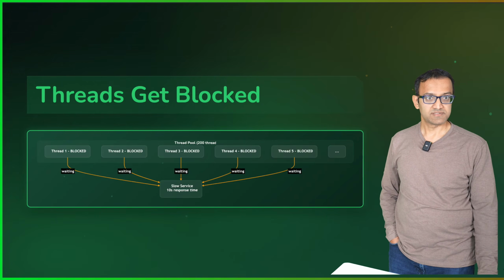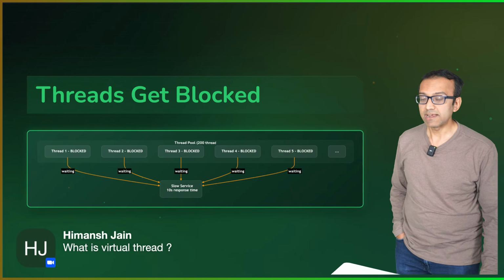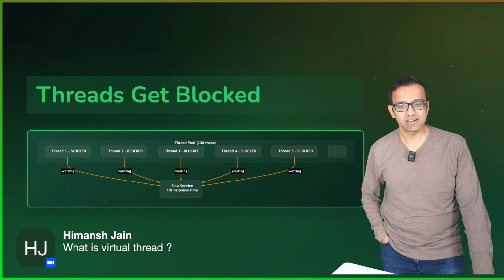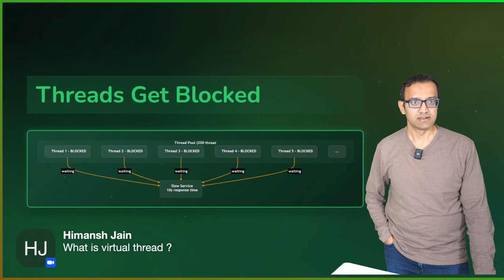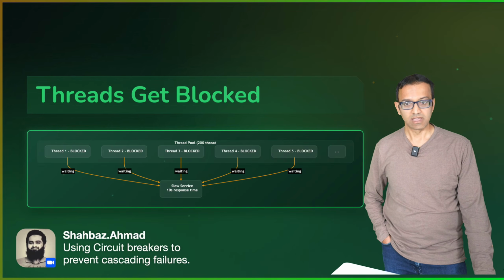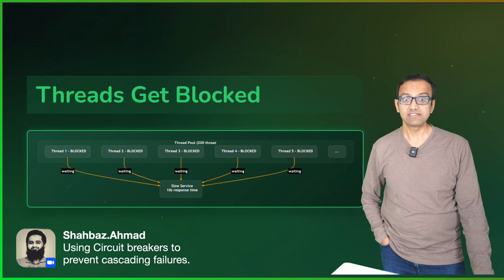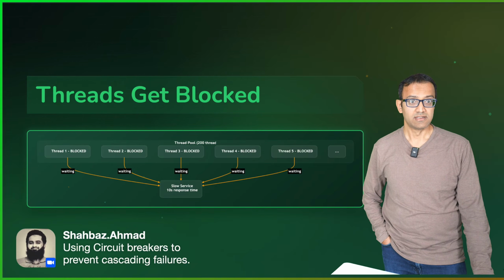Other dependent microservice will go slow? Yes. What is a virtual thread? I might cover that a little bit later. This is not a virtual thread workshop. I might cover a little bit of what that is later. Circuit breakers prevent cascading failures. Yes, this is exactly what circuit breakers were designed to handle.